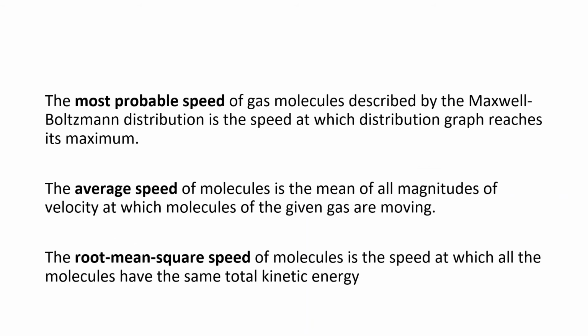Right, you need to know three terms. The most probable speed of gas molecules, described by the Maxwell-Boltzmann distribution, is the speed at which the distribution graph reaches its maximum. The average speed of the molecules is the mean of all the magnitudes of velocity at which the molecules of the given gas are moving. And then the root mean square speed of the molecules is the speed at which all the molecules have the same total kinetic energy.